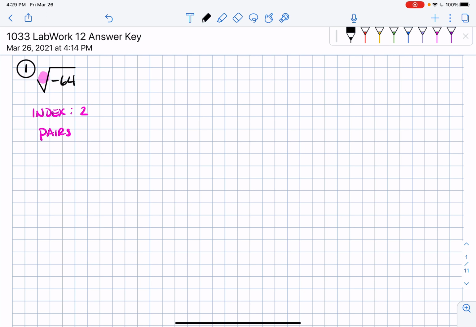So in this case, I can break down square root of negative 64 by saying this is the square root of negative 1 times 8 times 8. Or you can even go further, which the way I teach it, you go further. So let's go 2 times 2 times 2 times 2 times 2 times 2. 2, 4, 6. There is 6 of them. And there we go. All right?